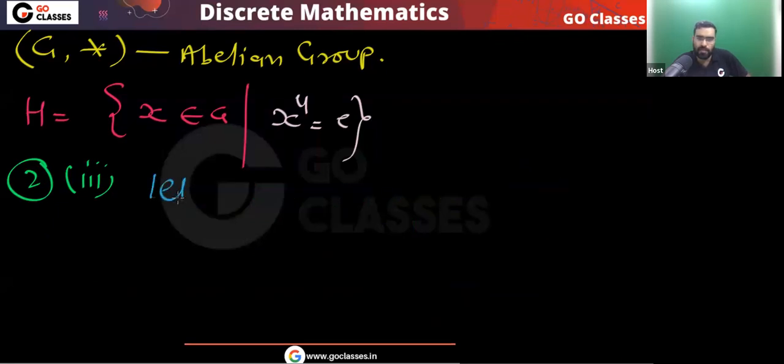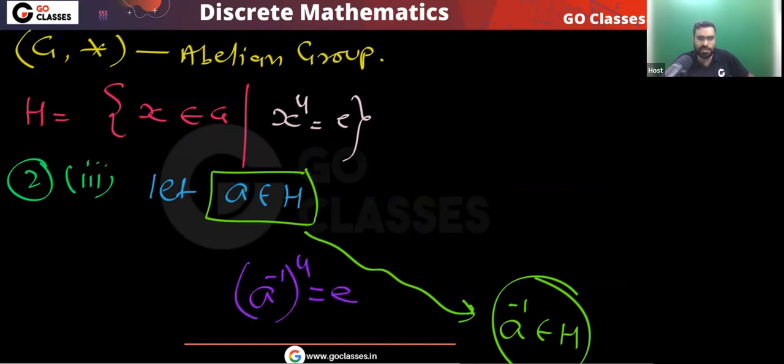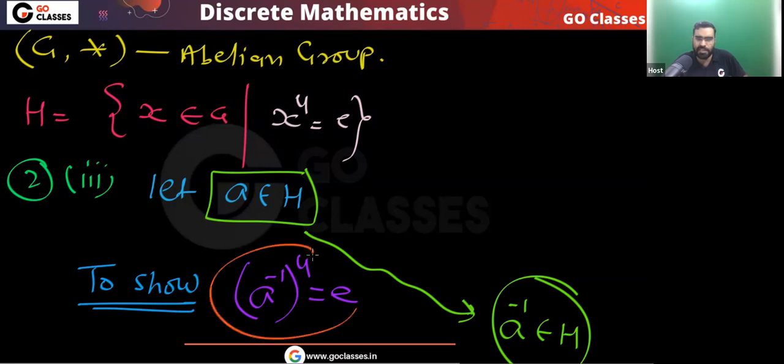So let A belong to H. If I want to show the inverse property, what do I need to do? If I want to prove that A inverse belongs to H, I need to prove that A inverse power 4 is equal to the identity element. Agree? I need to show that A inverse power 4 is the identity element. Then I can say that A inverse belongs to H. So let's show it.